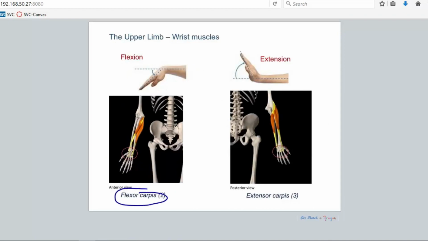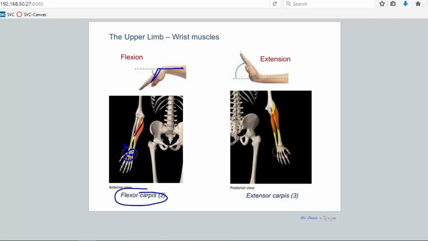The flexor carpi. Well, there are two of them. What are they going to do? They're going to result in wrist flexion. And here you can see these muscles come down and their tendons cross over the wrist joint and they insert here on the metacarpals. They cause wrist flexion.